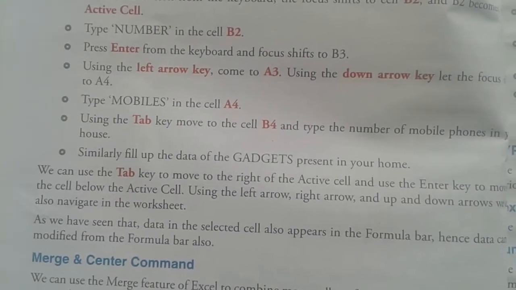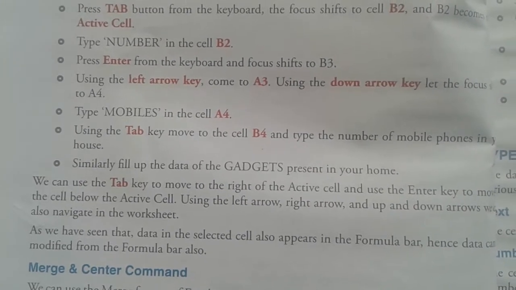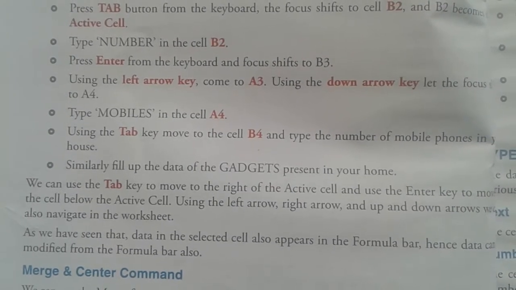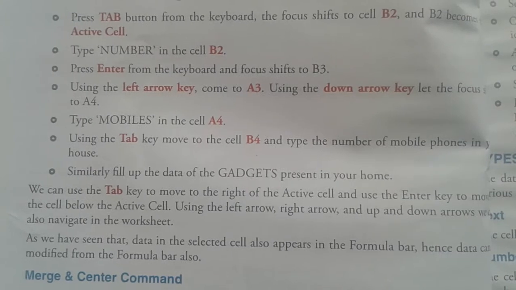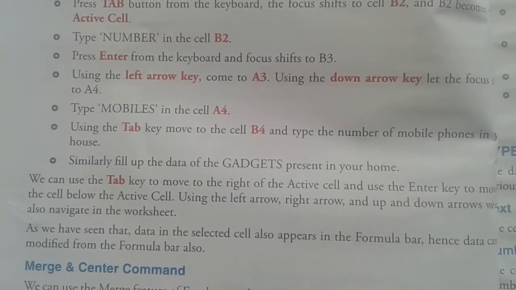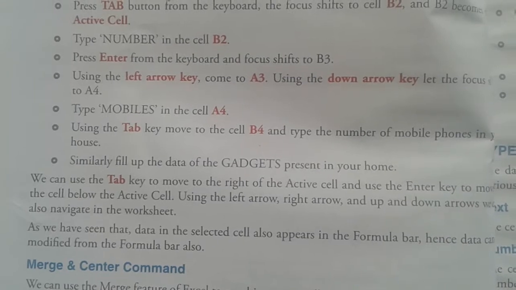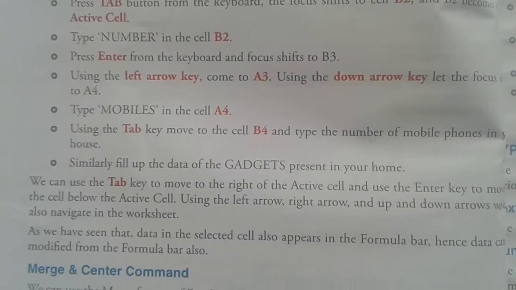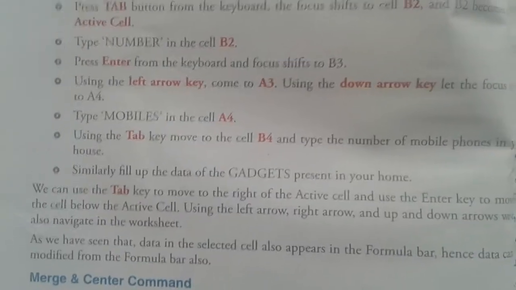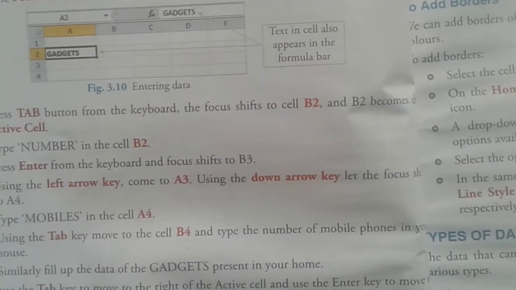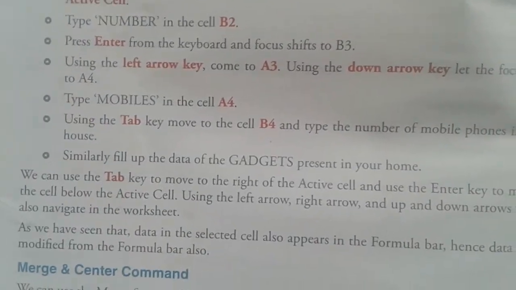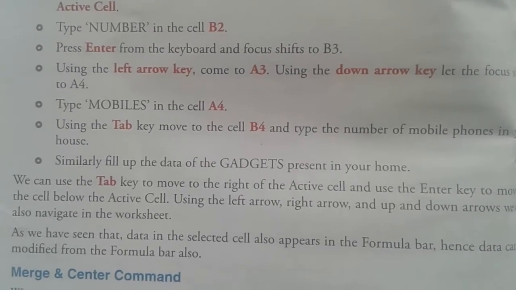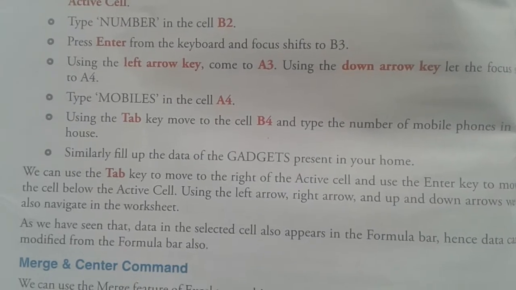Similarly, fill up the data of the gadgets present in your home. We can use the Tab key to move to the right of the active cell and the Enter key to move to the cell below the active cell. Using the left, right, up and down arrow keys, we can also navigate in the worksheet. As we have seen, data in a selected cell also appears in the formula bar, hence data can be modified from the formula bar also. Modified means if we want to make changes to the data, we can do it through the formula bar.